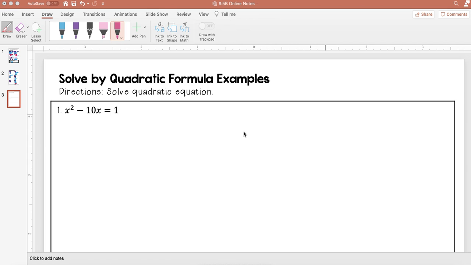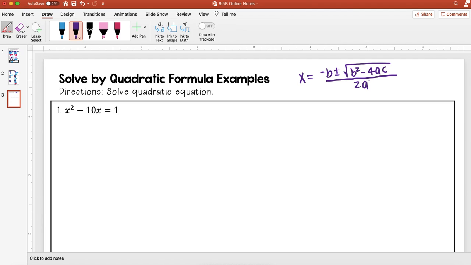So for this last video, we're again just going to review solving by the quadratic formula. And just a reminder, the quadratic formula is x equals negative b plus or minus the square root of b squared minus 4ac all over 2a. The quadratic formula is kind of special in that you can always use it to solve any quadratic equation that you have. Solving by factoring is great when you can factor, but not every equation you can factor.